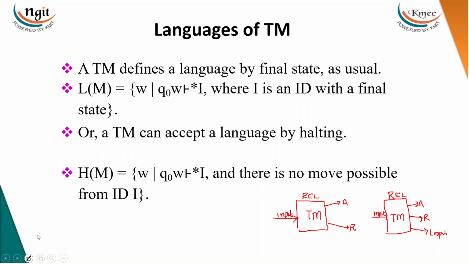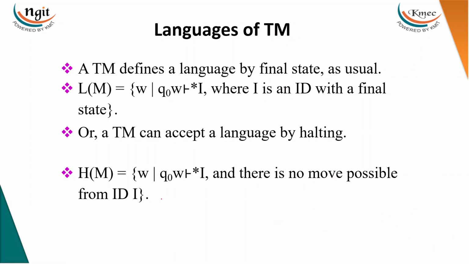If there is no halting, then how can we accept it? We have to reach the final state, then we can accept it. And if there is halting, you don't need to worry about the acceptance also. If the Turing machine halts, we can decide whether the string is accepted or rejected. So there are two ways to accept languages with the Turing machine. One way is defining the final state.